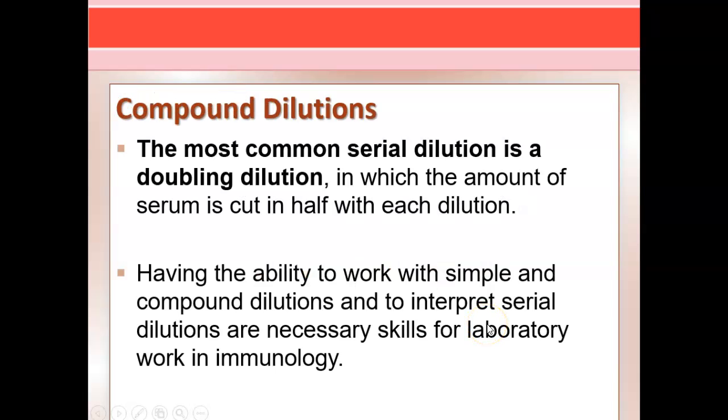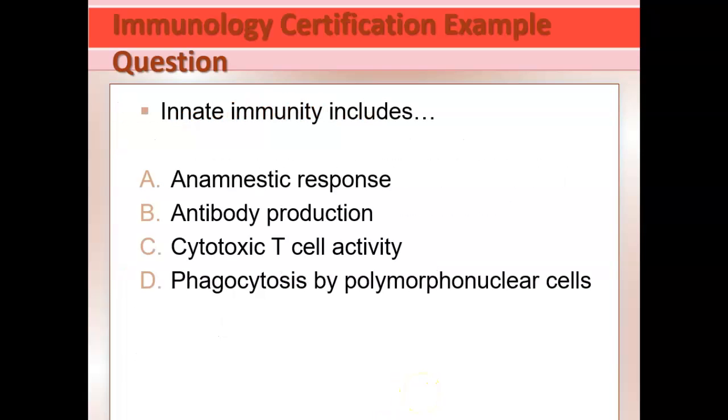The most common serial dilution is a doubling dilution, or 1 to 2, in which the amount of serum is cut in half with each dilution. Having the ability to work with simple and compound dilutions and to interpret serial dilutions are necessary skills for working in immunology. So let's go back and review some information that we've already learned.